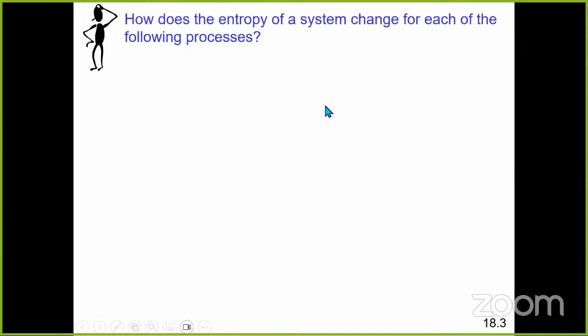Okay, based on what we have just discussed, let's see if you can answer this question. It says, how does the entropy of a system change for each of the following processes, right? The first one is the condensing of water vapor.